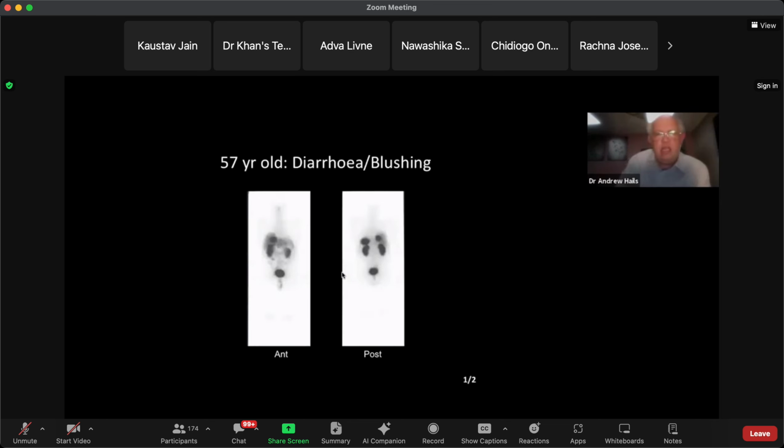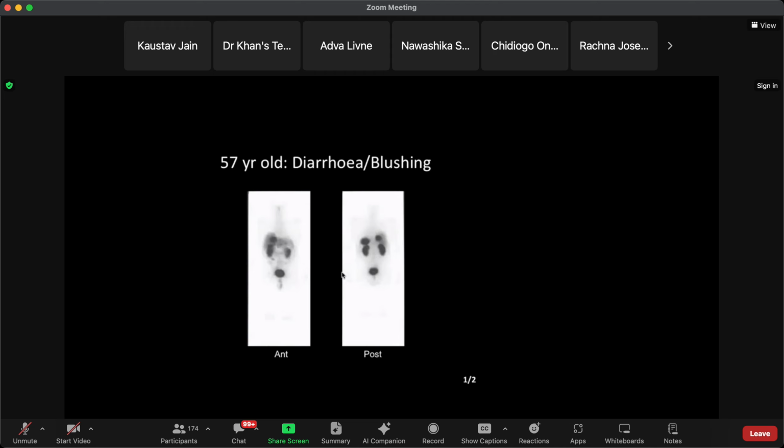Now, this might be quite difficult, but I'll ask somebody about this. So this is a 57-year-old with diarrhea and blushing. So could you tell me what might be wrong with this patient? So I think there's an area of quite increased uptake in the right upper quadrant, sort of overlapping where the liver is, but it's more focal than in the rest of the liver.